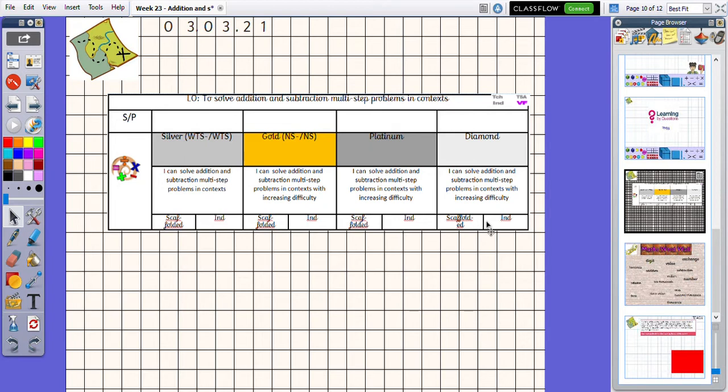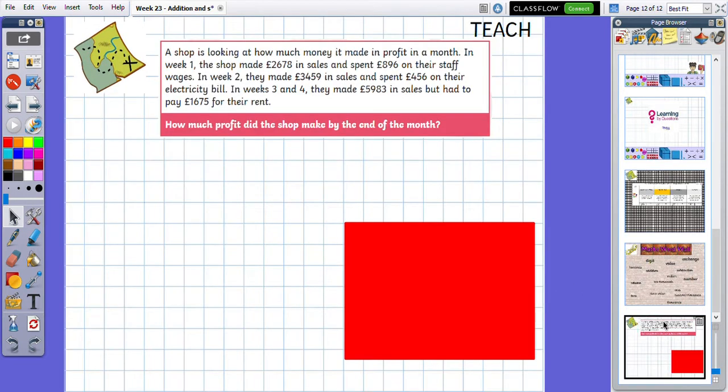Good morning, everybody. Today we are going to be continuing to solve addition and subtraction multi-step problems in contexts. So let's have a look at the style of question you might see today.